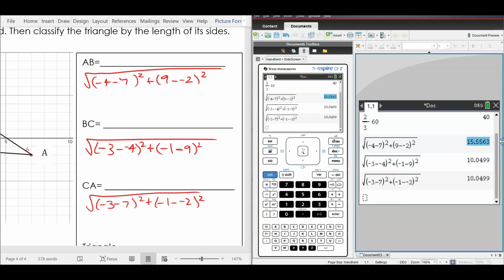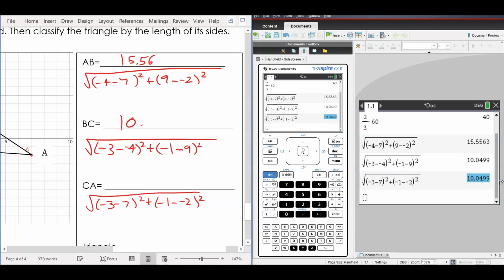So the first one, AB, is 15.56. We're going to round. The 6 makes the 5 go up. And then for BC and CA, 10.05.